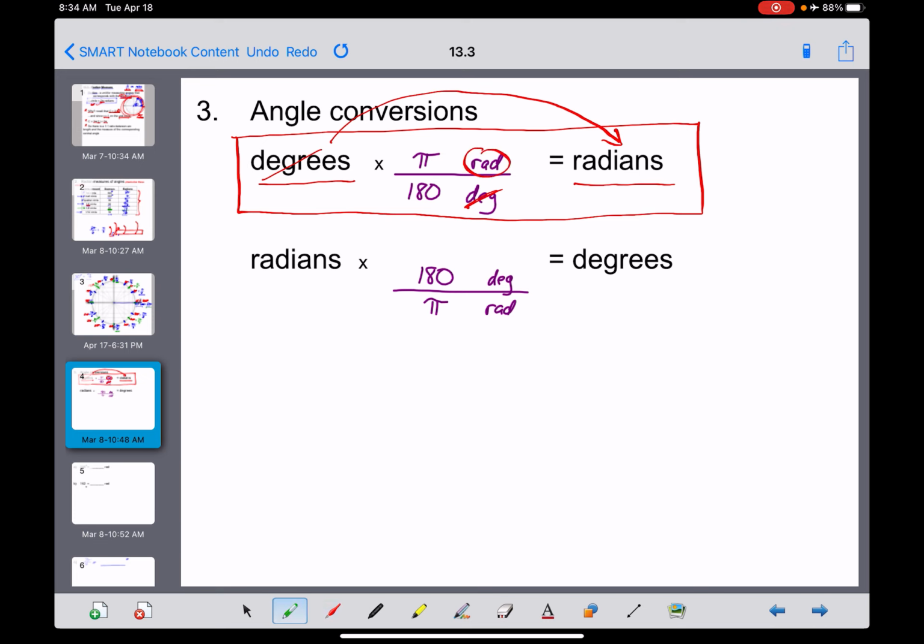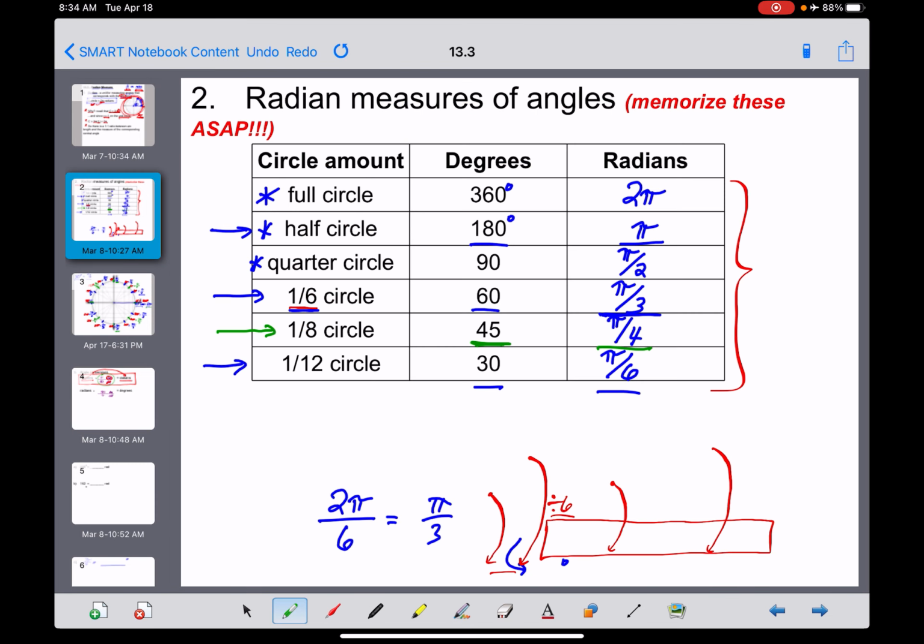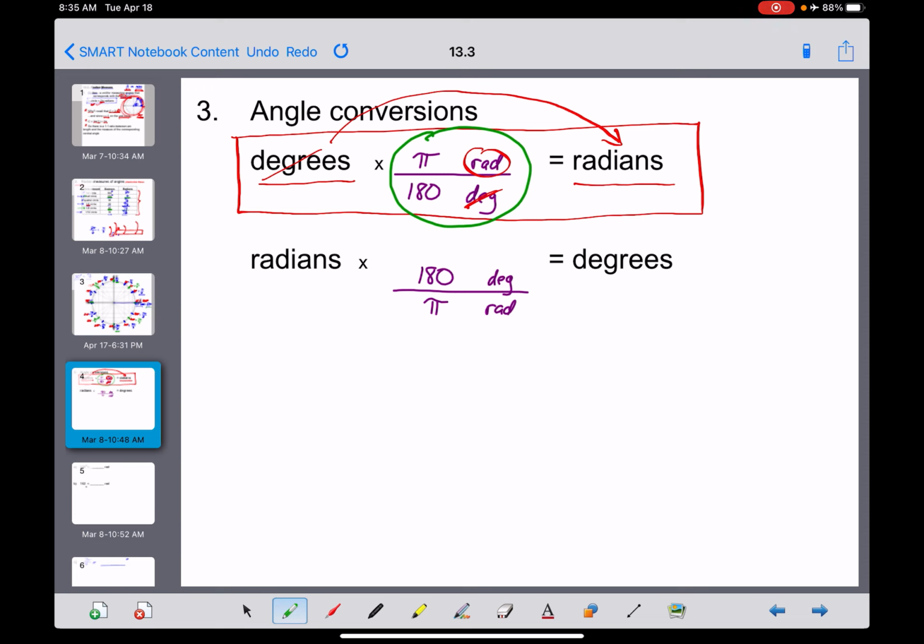But what I'm really hoping you notice is that this fraction is what we call a unit multiplier. That means that the numerator and the denominator have the exact same value. The numerator is pi radians, and the denominator is 180 degrees. I don't know if it's sunk in yet, but right here, this line, 180 degrees is equal to pi radians. So what you're really doing is taking your degree measure and multiplying it by 1, which doesn't change the size of the angle. That's the whole point here.